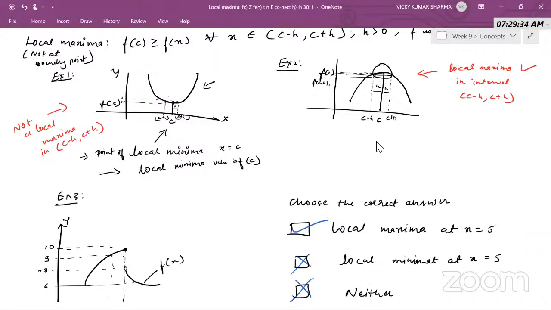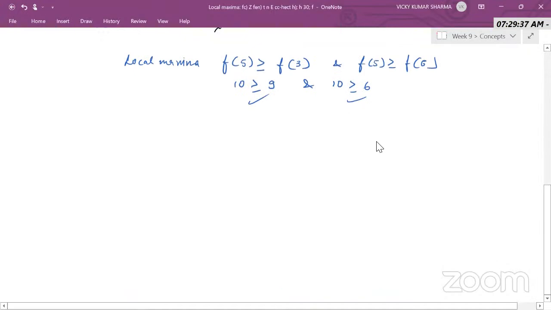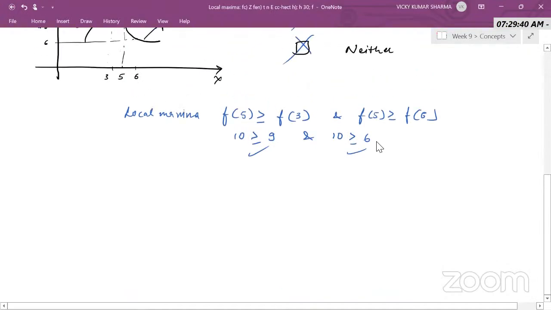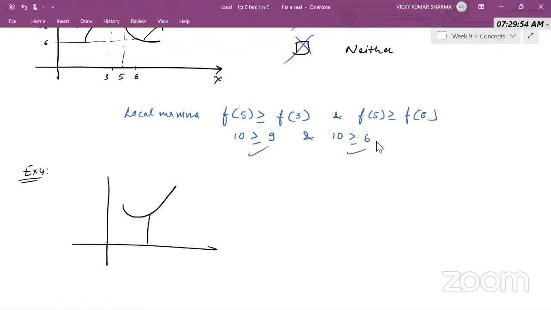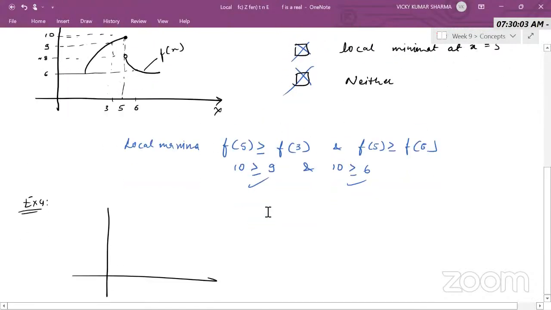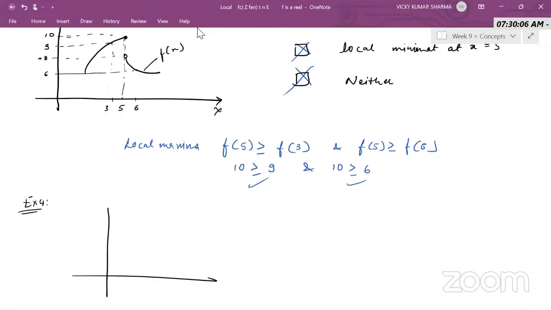If I have to check the same thing, I can take that as example number 4. Let's say I have a curve, something like this, and this is my C over here. Let me finish the other part first, so that we go in the flow and understand this concept, and then I can give one contrary example to give you a better insight into this definition.